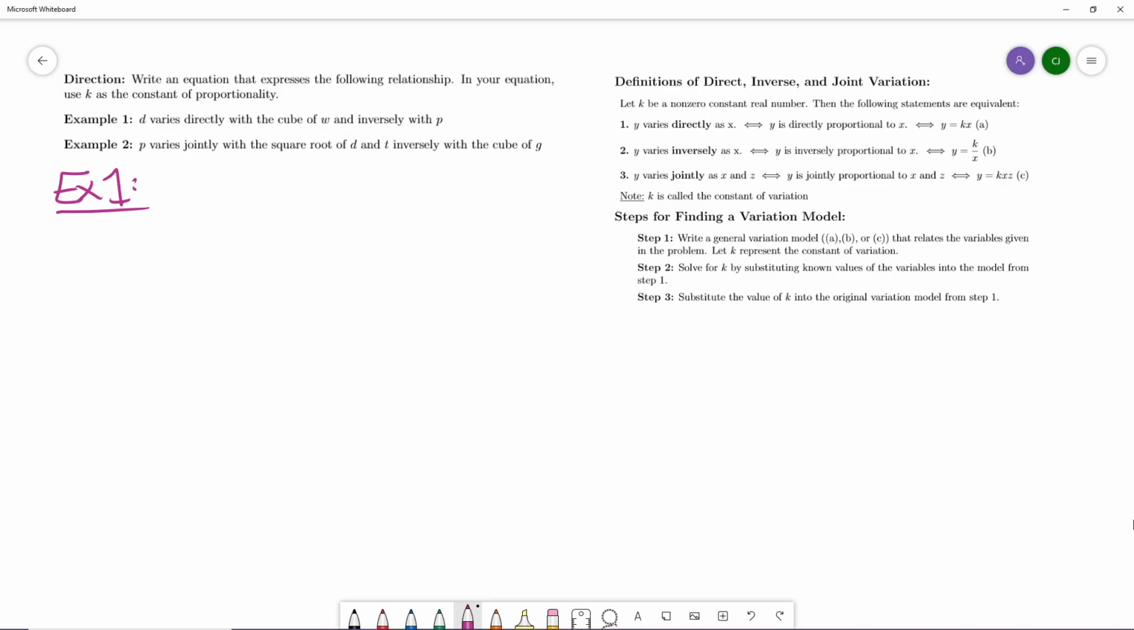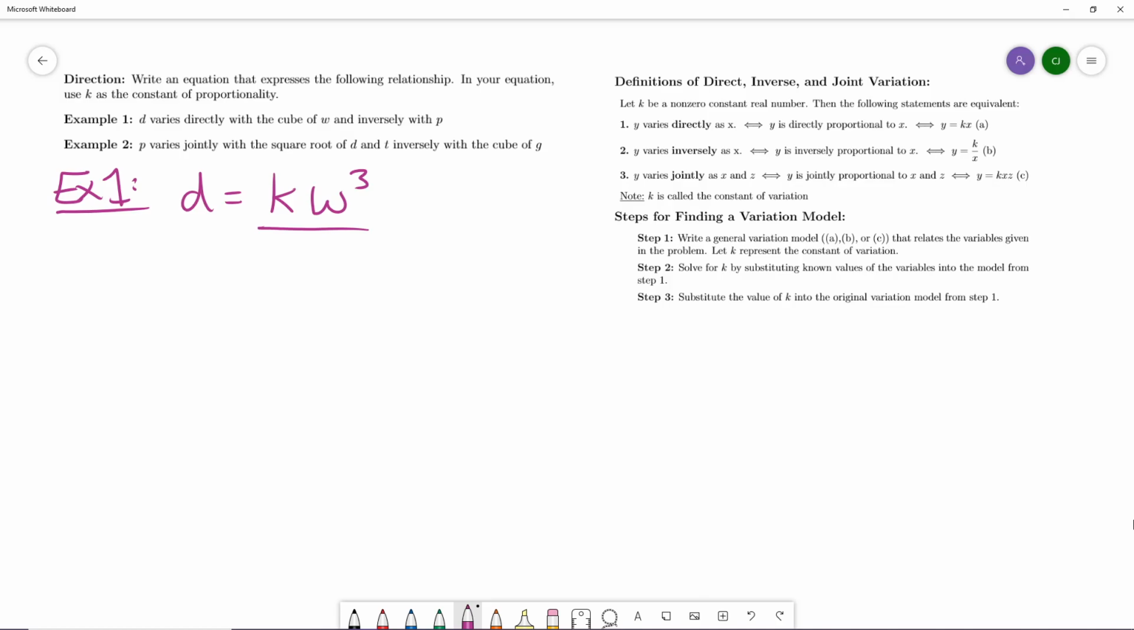What does that tell us? So in this case, d is similar to y because it says d varies directly. So right here, d is equal, and since it varies directly with the cube of w, what is the cube of w? It is w cubed. And inversely with p.